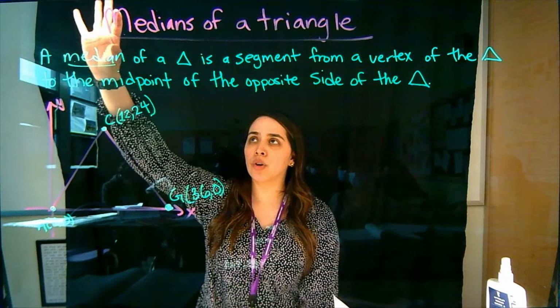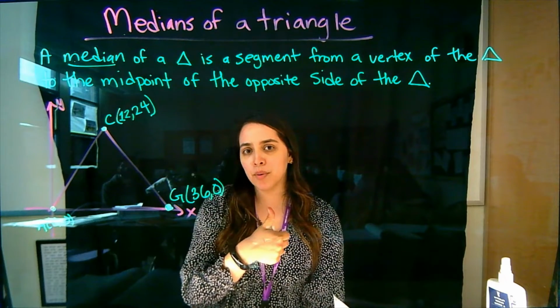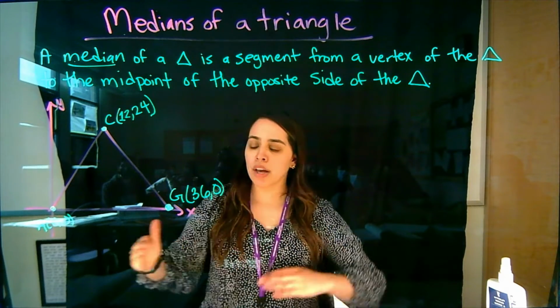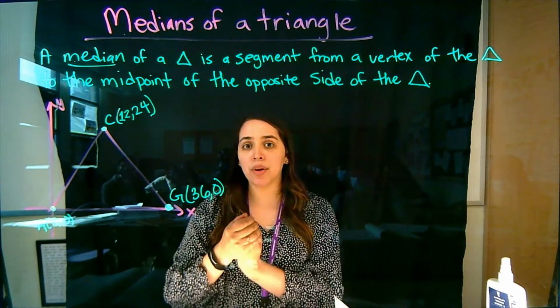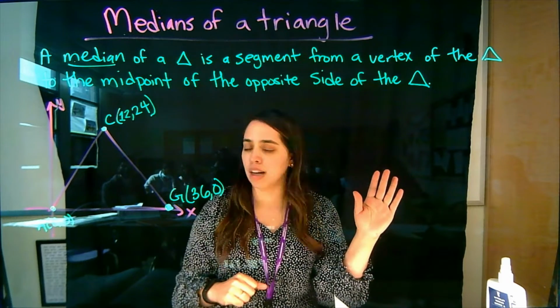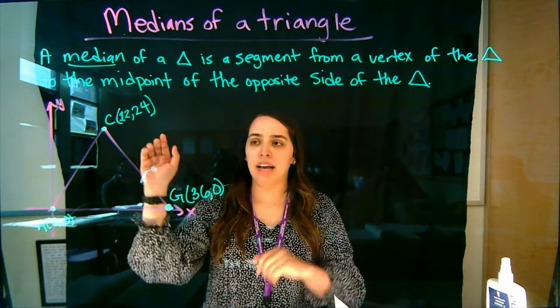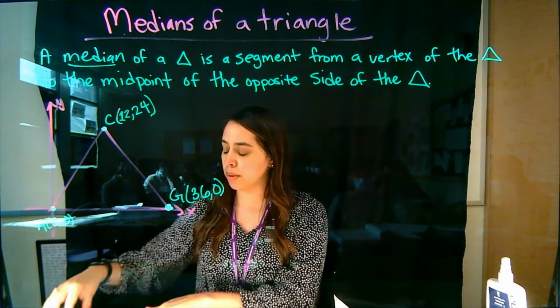So we are going to go over medians of a triangle. Last week we learned about altitudes of a triangle. We learned about orthocenter. Where the altitudes meet, where they intersect, that's called the orthocenter. Today we're going to learn about medians, and we're going to learn about centroid. Centroid is not the same thing as orthocenter. Altitudes are not the same thing as medians. They're different. They are very similar, but they're different.